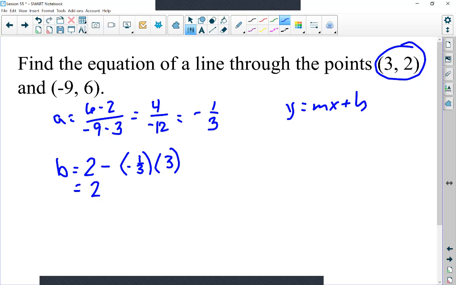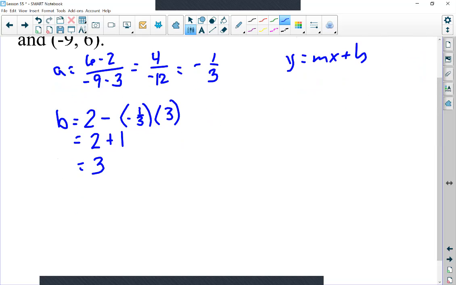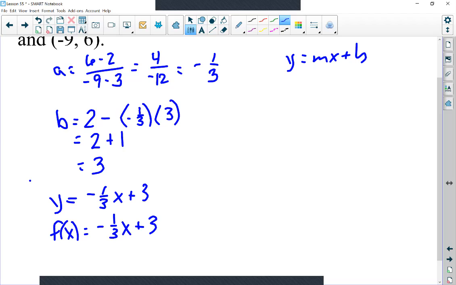What is negative 1/3 times 3? Negative 1. So I have minus a negative 1. That's the same as plus 1. My intercept is 3. So my equation, either y equals negative 1/3 x plus 3, or f of x equals negative 1/3 x plus 3. Either one is correct.